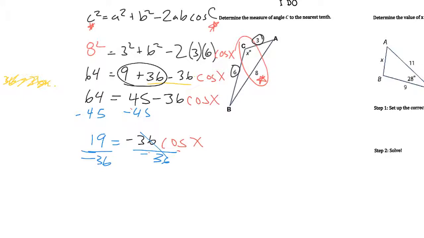My last step, if I want to get the x by itself, to move a cosine over and solve for an angle, I got to use inverse cosine. So cos negative 1 of negative 19 over 36, or 19 over negative 36. But don't forget that negative, it's super important. Forgot the little one. So cos negative 1 of negative 19 over 36. We just got to type that in our calculator.